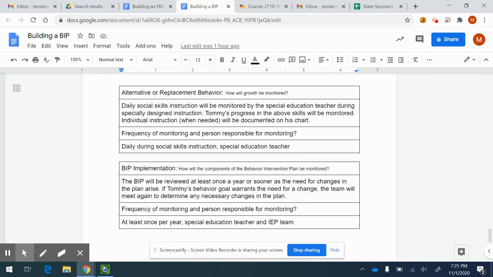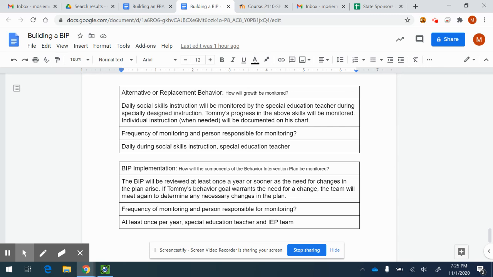The next piece is how will we monitor the alternative or replacement behavior? So, how will that growth be monitored? So that growth will be monitored here since he will be completing daily social skills instruction in my classroom. That will be monitored during our period of specially designed instruction, that 30 minutes that we will do every day. His progress in the above skills will be monitored, and individual instruction, when needed, will be documented on his chart.